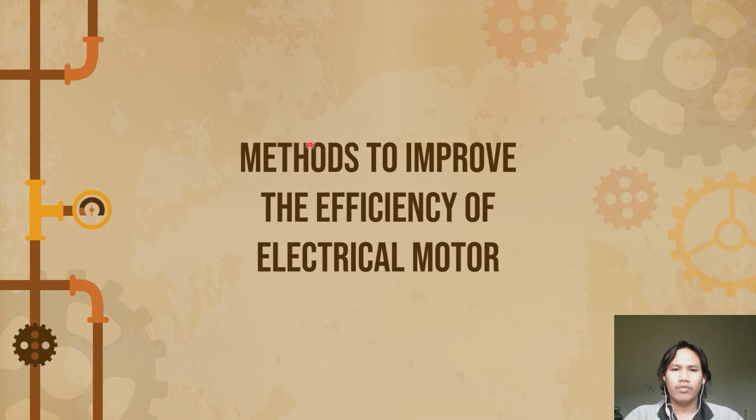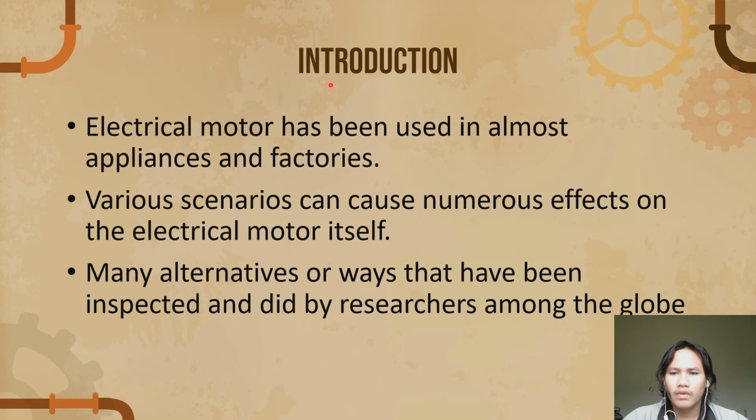And now we have come to my next part of this assignment, which is methods to improve the efficiency of electrical motors. Before we start our second part on the methods, we should go through the introduction first. Electrical motors are used in almost all appliances and factories. Various scenarios that have been recorded can cause numerous effects on the electrical motor itself. Many alternative ways have been inspected and tried by researchers around the globe to ensure the efficiency of electrical motors is upgraded from time to time.